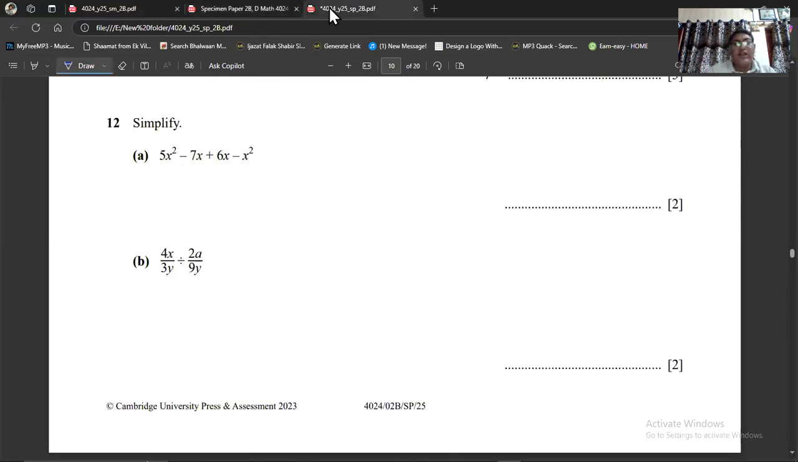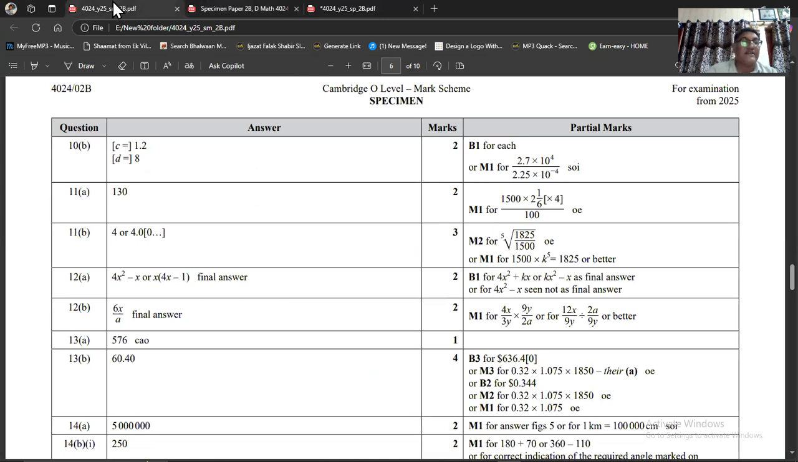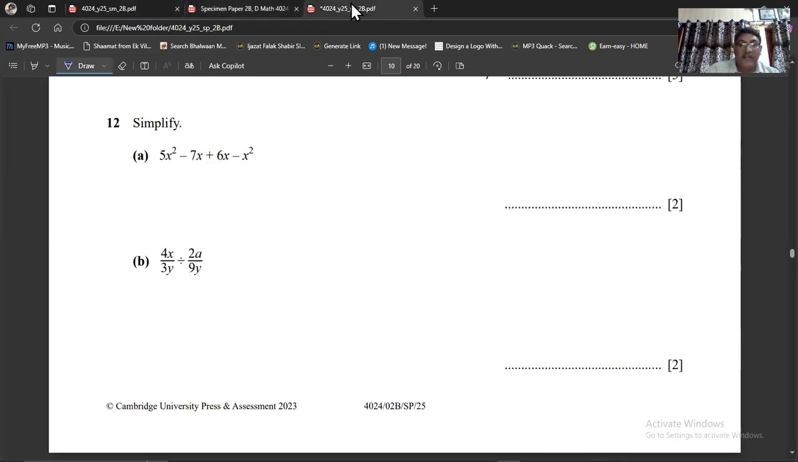Now question number 12, its B part. He says 4x divided by 3y, divided by 2a divided by 9y. So I will convert this divide sign into a multiplication sign, and the fraction after that will be reciprocated. So you can see 4x by 3y multiplied by 9y divided by 2a. So y and y will be cancelled. 3 and 9 will be cancelled. 2 and 4 will be cancelled. So you are left with 2x into 3 by a. So that is 6x by a. 6x by a is the right answer, sir. This is how this is solved. And we are going to the next question.